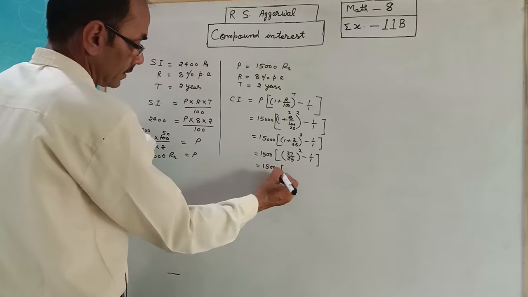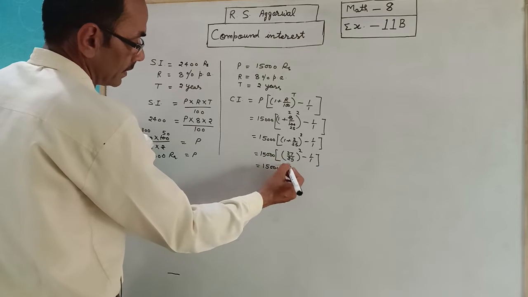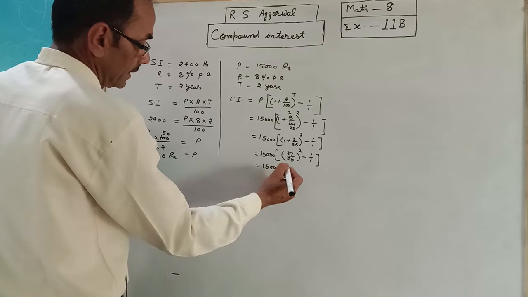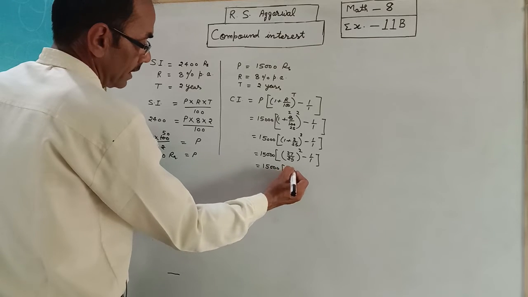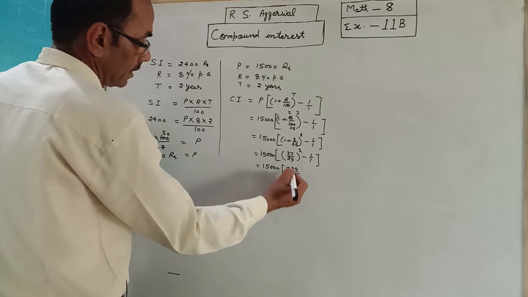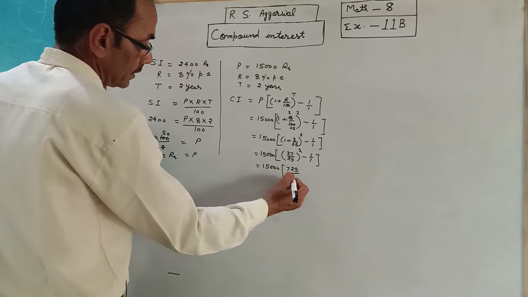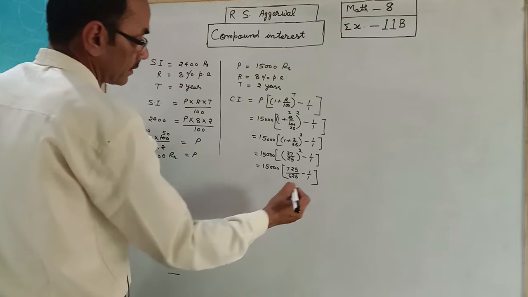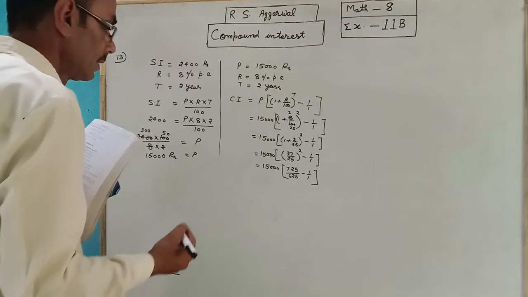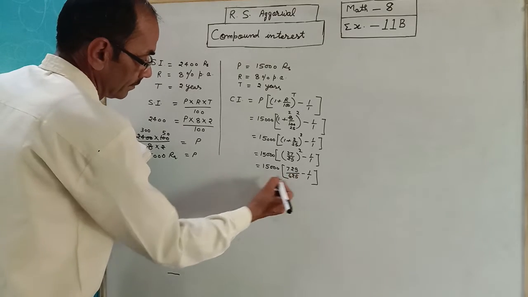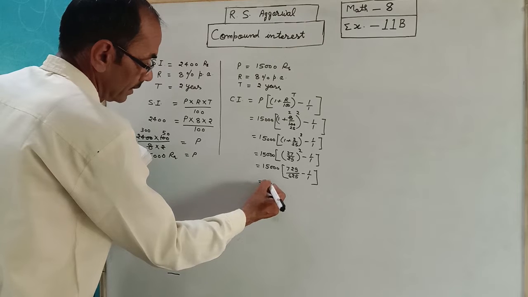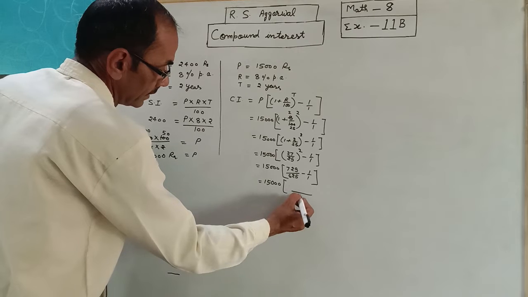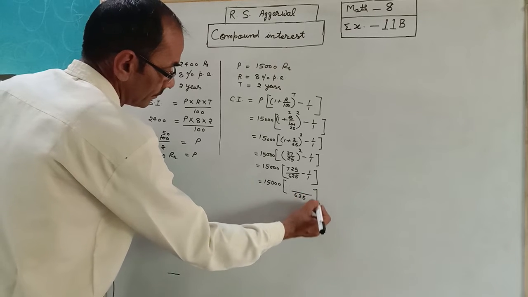15,000, square of 27 is 729 upon 625 minus 1 upon 1. Now take the LCM. 15,000 it is same. LCM is 625.